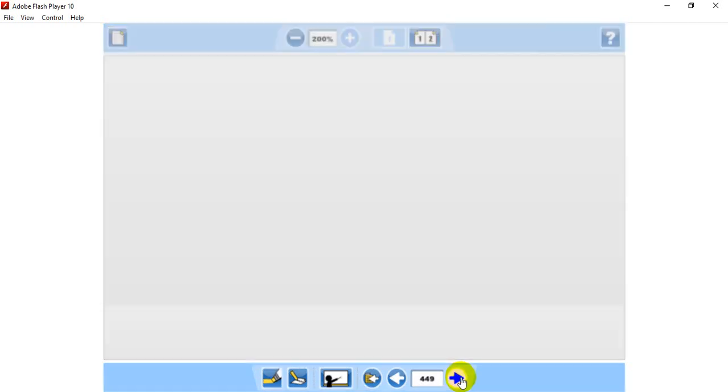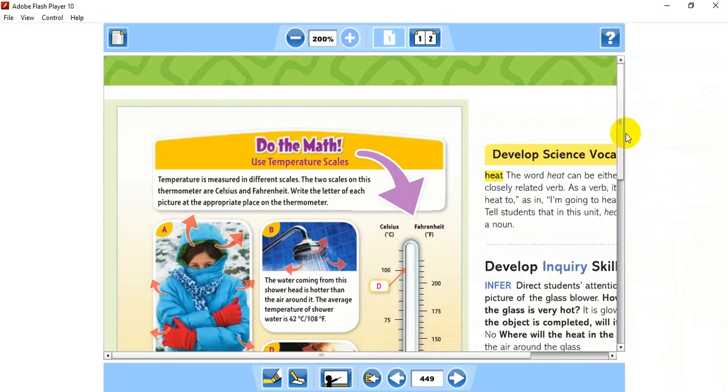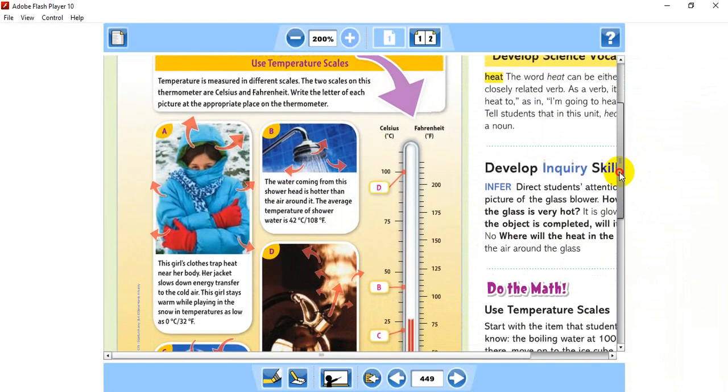Okay, guys, let's see the next page. Now I will give you so many examples here also.